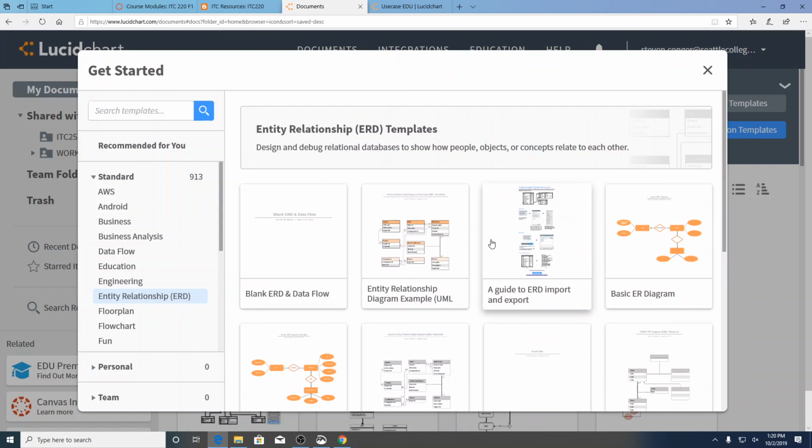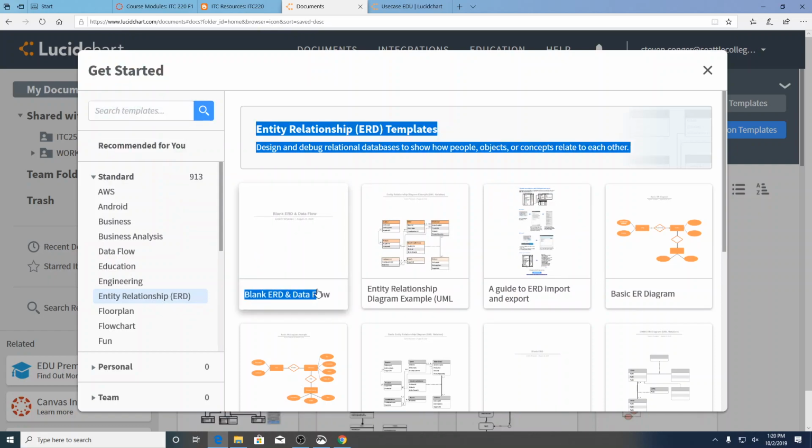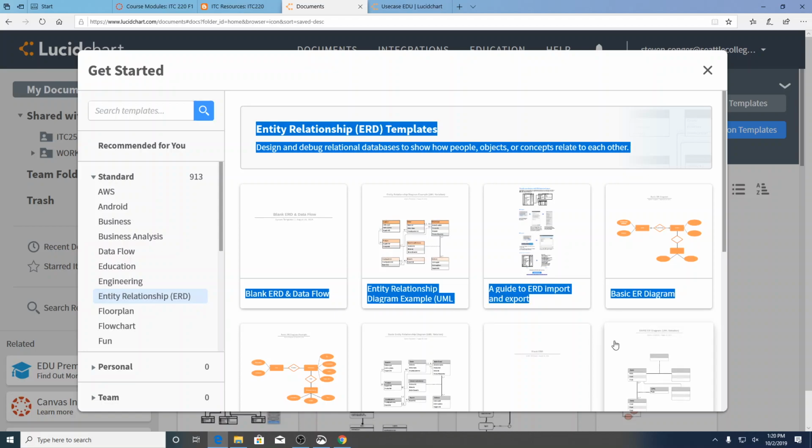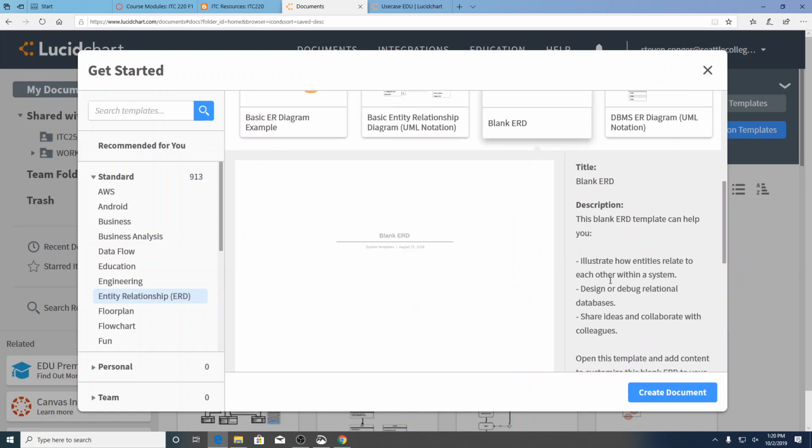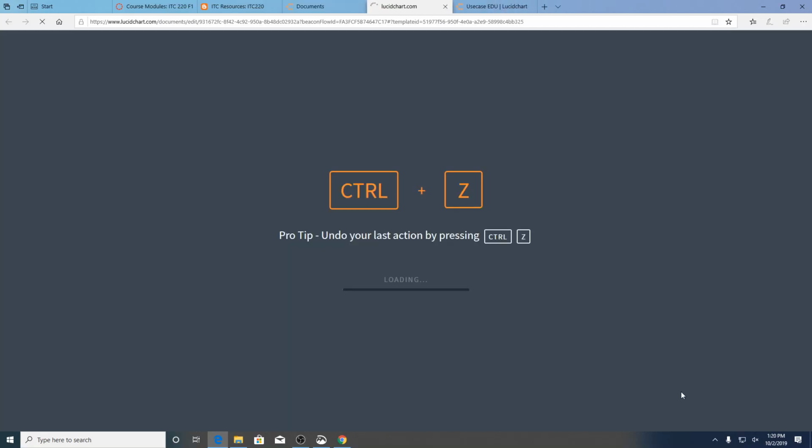I just want a blank ERD. Yeah, just a blank ERD. Do I have that in here? I don't. There it is. A blank ERD is fine, and then I'm going to create the document. Now again, if you don't have this, you can kind of watch.